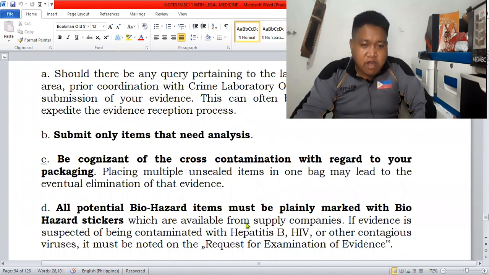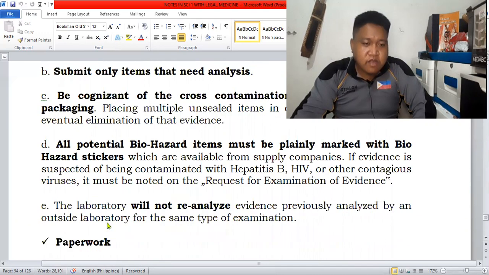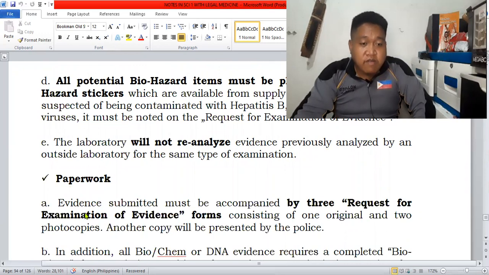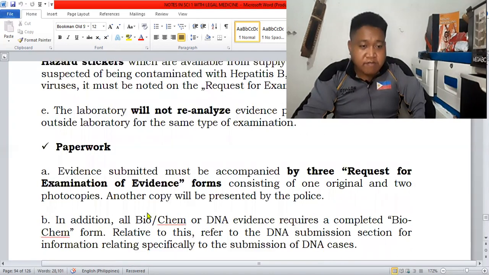All potential biohazard items must be plainly marked with biohazard stickers. The laboratory will not reanalyze evidence previously analyzed by an outside laboratory for the same type of examination. For paperwork, evidence submitted must be accompanied by 3 requests for examination of evidence. 3 request forms consisting of 1 original and 2 photocopies. Another copy will be presented by the police. So do not forget that.